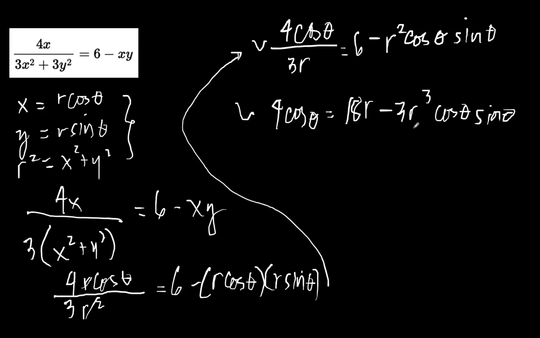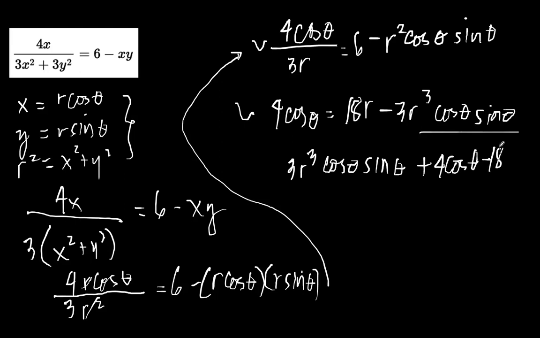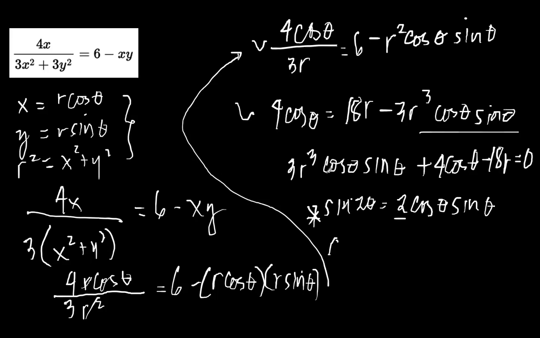Or the other way around, how do we do this? Now, we know that there is an existing identity that we can use to simplify this expression. Okay, let's try doing that. Let's rewrite this first. So we have 3r cubed cosine theta sine theta plus 4 cosine theta minus 18r is equal to 0. Okay, and again, we can simplify this. I could multiply this by 2 such that I could use the identity sine 2 theta is equal to 2 cosine theta sine theta. So I will be using this identity to simplify this equation, multiplying by 2 such that I could get the 2 here.